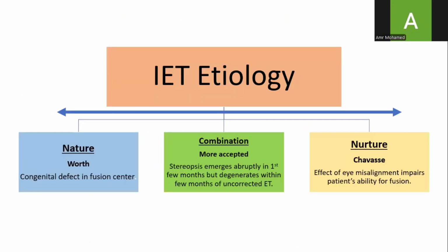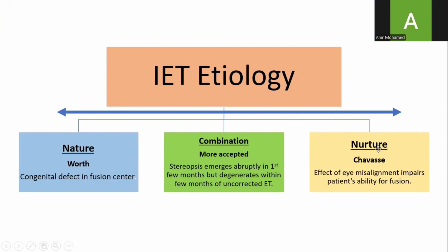So regarding infantile esotropia etiology, we have three theories. The first one, the nature theory by Worth, said that there is a congenital defect in the fusion center in those patients, so they are born with no fusion. And whatever we will do for them, they will not regain fusion or stereopsis.